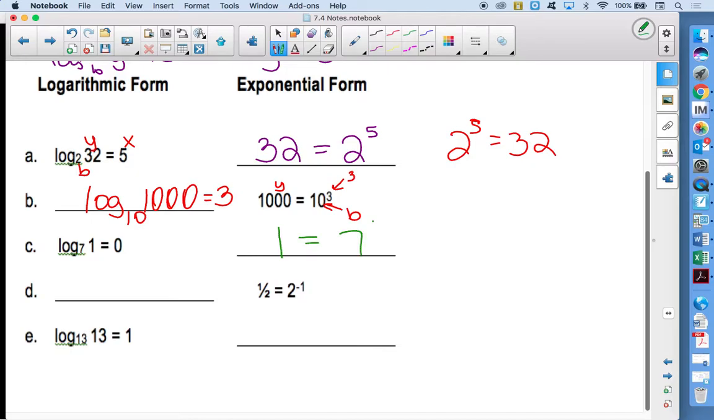1 equals 7 to the 0. There we go. 1 is equal to 7 to the 0. Oh, I wrote it down. So 7 to the 0 does equal 1. Anything to the 0 power is equal to 1. So the base is 7 with the power of 0, it should equal 1.